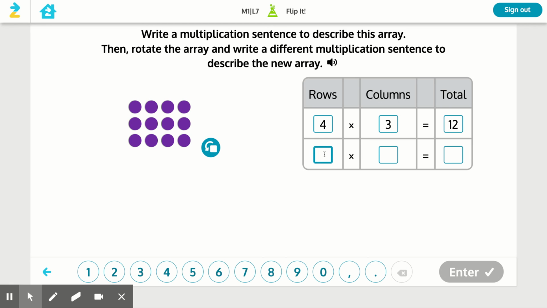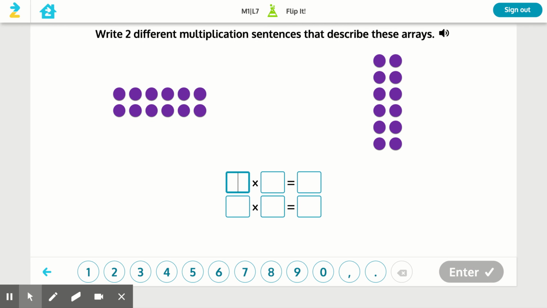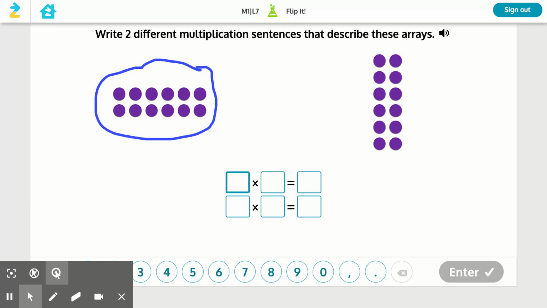Did you say that the new multiplication sentence is 3 times 4 equals 12? Great job, guys. Let's write a multiplication sentence to describe each of these arrays. Let's start with this array right here. In your Nearpod, please write the multiplication sentence to describe this array now.